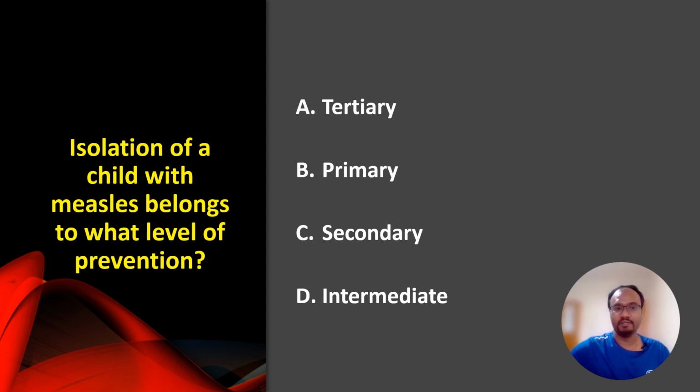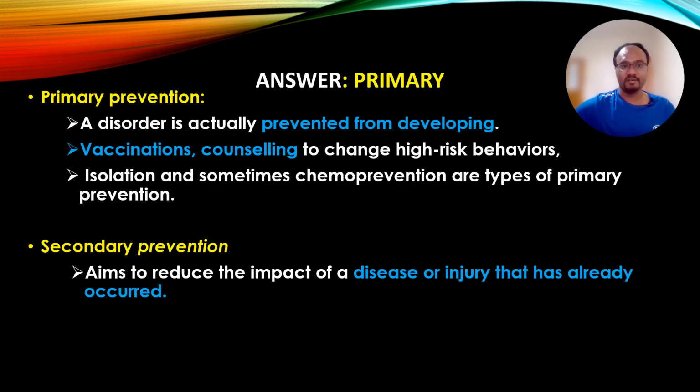Isolation of a child with measles belongs to what level of prevention? The options are tertiary, primary, secondary, intermediate. And the correct answer is primary prevention. So let us see the different levels of prevention.